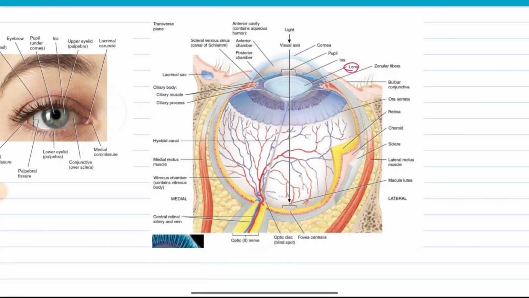It helps adjust focus for distant and nearby objects.